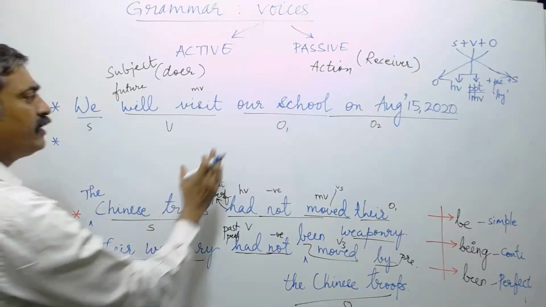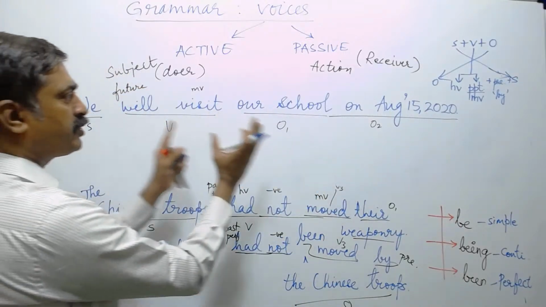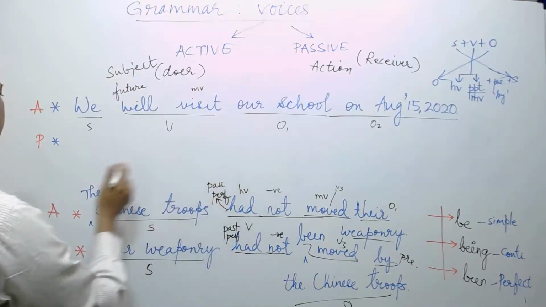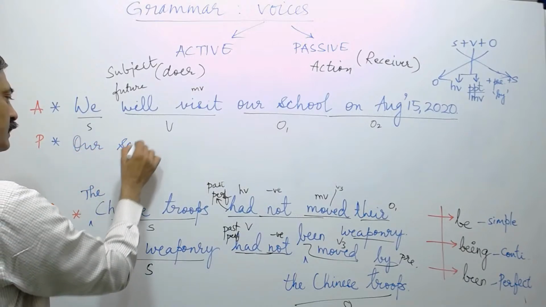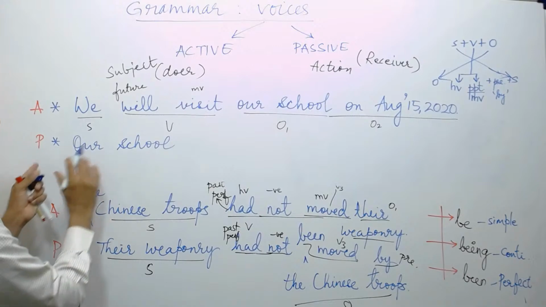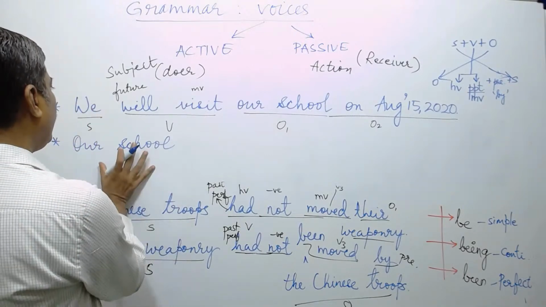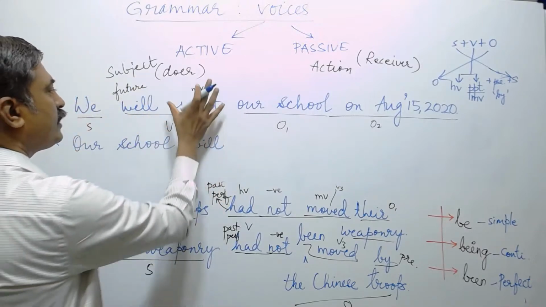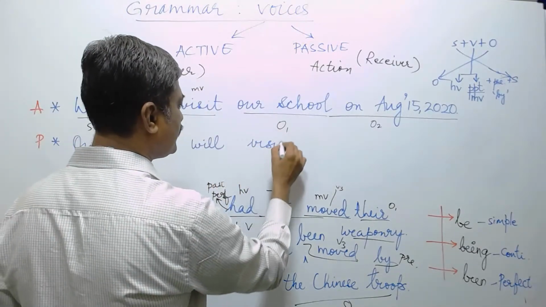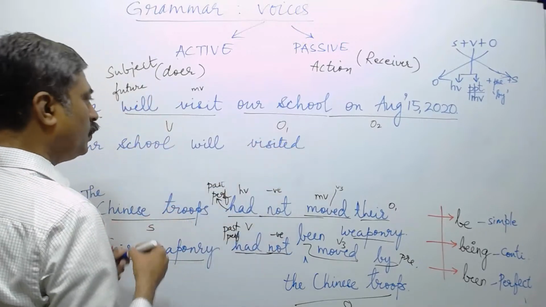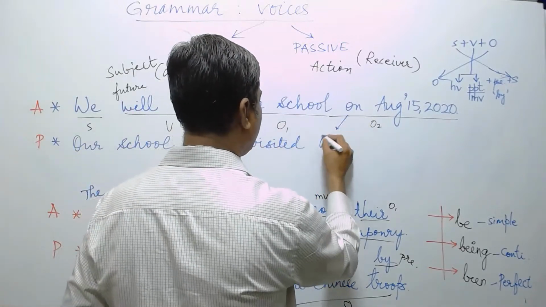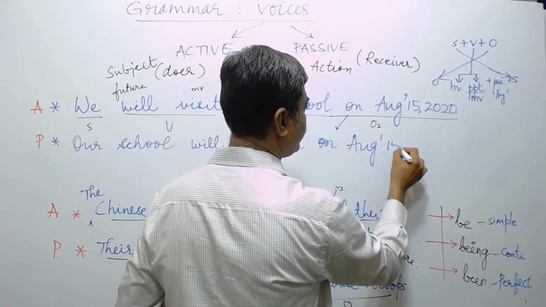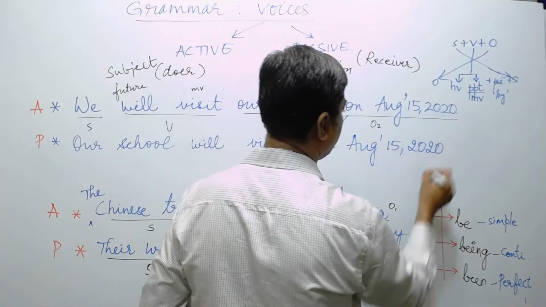As I told you a little earlier, you can use a second object even at the beginning of the sentence, or you can put it even before the preposition. So let's see. This time, let's use it. We'll take our school here, right? Our school, the object, has come as the subject of the passive sentence. Now look at the verb. We need to take this helping verb, will. The past participle of visit is visited. The school will visited when? On August the 15th, 2020, right? By us.